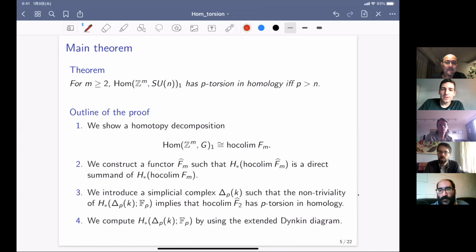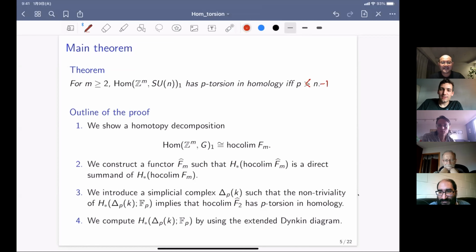Excuse me, can I just briefly interrupt and ask, did you mean to say maybe p is smaller or equal to n or something? You want all primes dividing n factorial, I guess. Okay. Sorry. So smaller or equal to n, I guess. Yeah. Okay. Sorry. Thank you. Thank you very much. So anyway, Hom(Z^m, SU(n)) has all possible p-torsion in homology, so it has many torsions. Right.